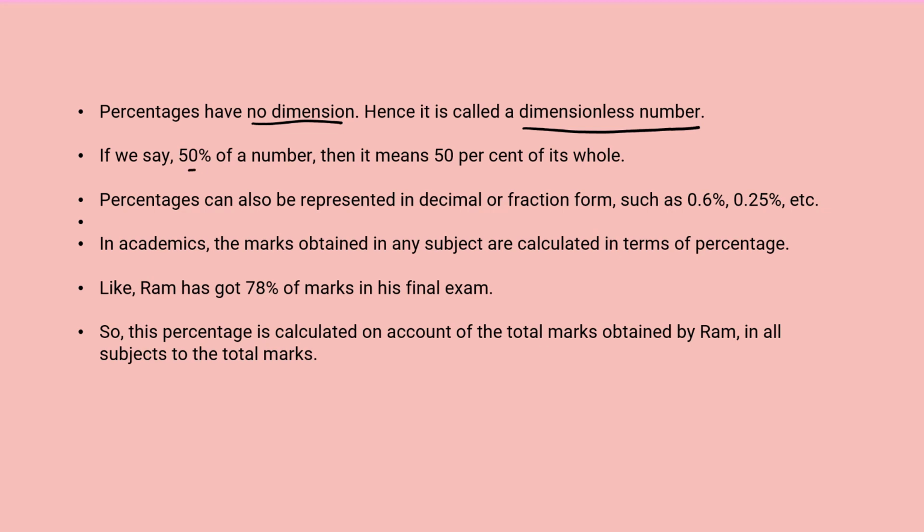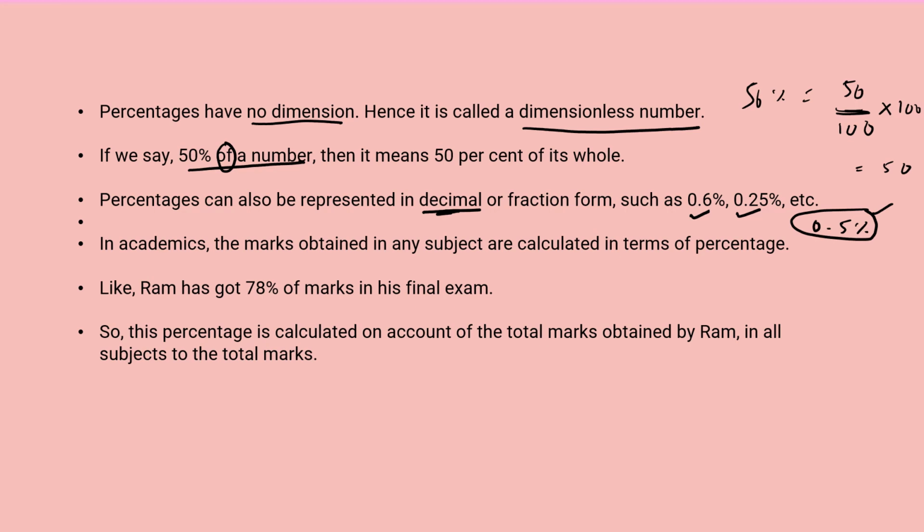So 50% of a number. So you see this is like "of". So what do you mean by "of"? You just multiply. 50% is 50 upon 100. Okay. And 50% of 100 is you just multiply by 100, so you will get 50. So this percentage we can also express in the form of decimal. So for example 0.6%, 0.25%, 0.5%. So these fractions or this percentage can also be defined in terms of decimal values.